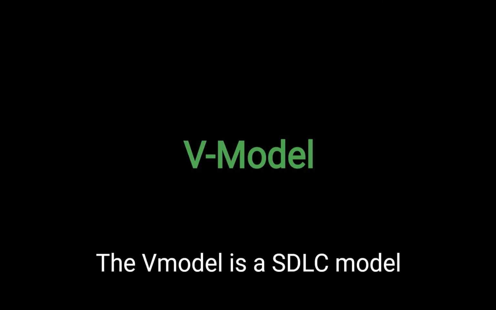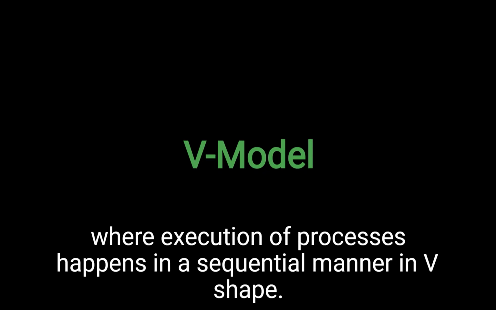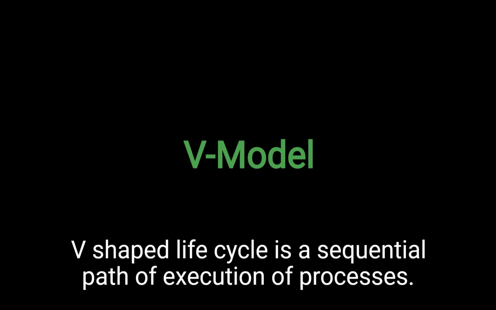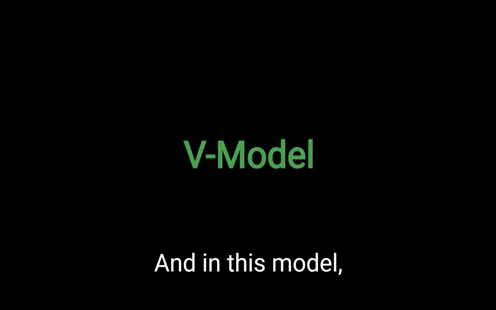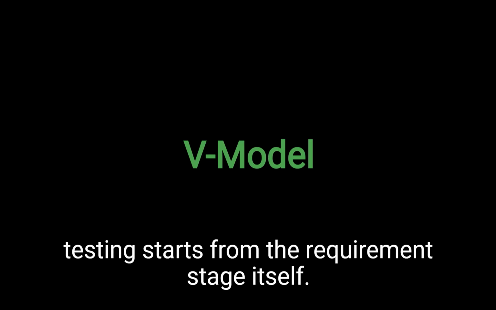The V model is an SDLC model where execution of processes happens in a sequential manner in a V shape. V-shaped life cycle is a sequential path of execution of processes. This model came up to overcome the drawback of the waterfall model. And in this model, testing starts from the requirement stage itself.